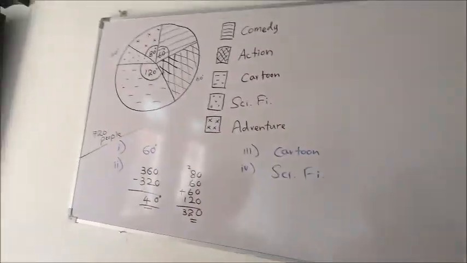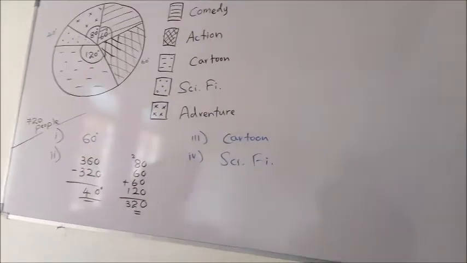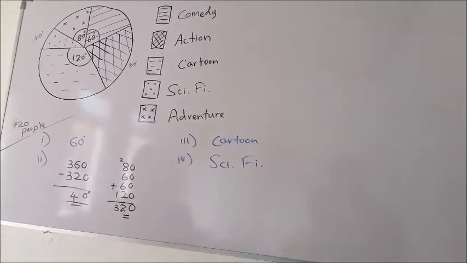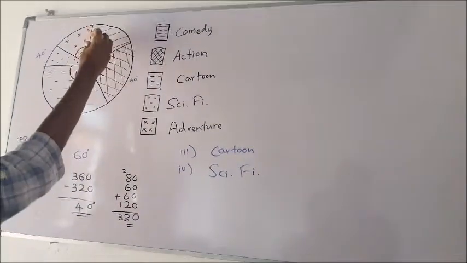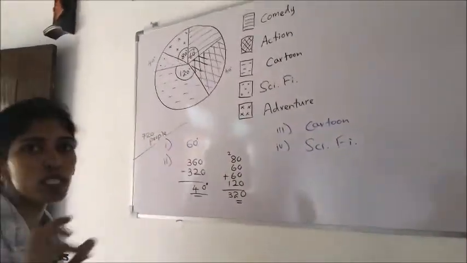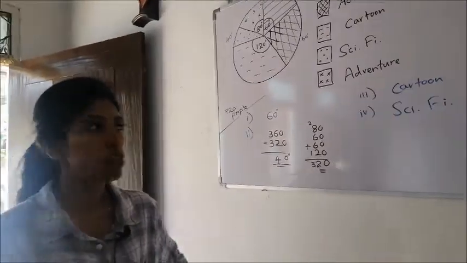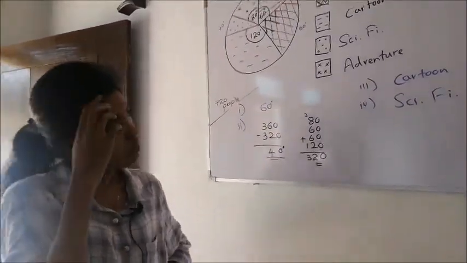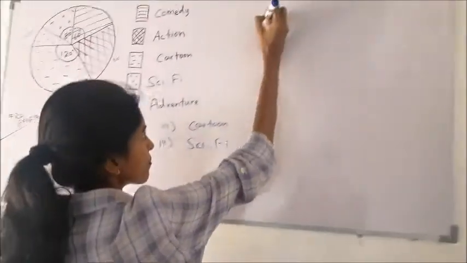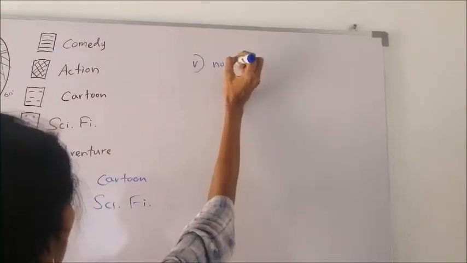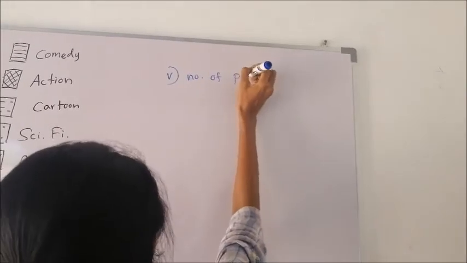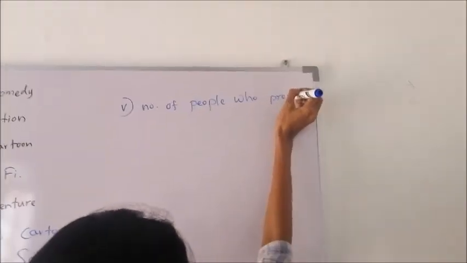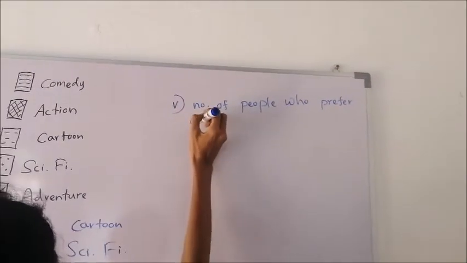Next one, find the number of people who prefer each type of movie. Now, we don't know how many people like comedy movies, how many people like action movies. Likewise, we don't know exactly, but we know the related angles and the total number of people. Right? To calculate that, number of people who prefer comedy movies.